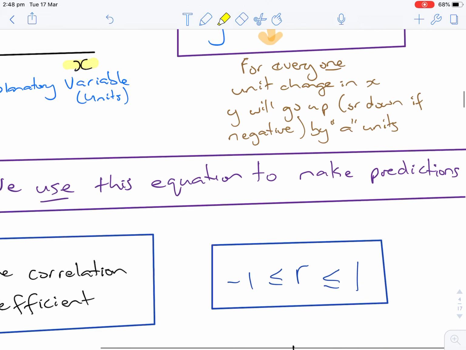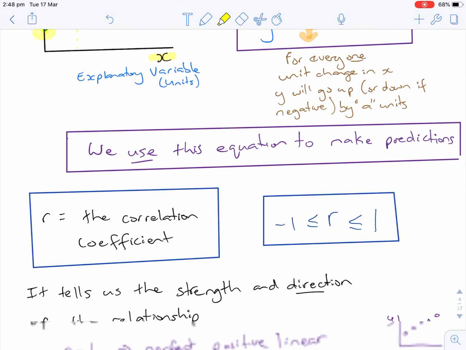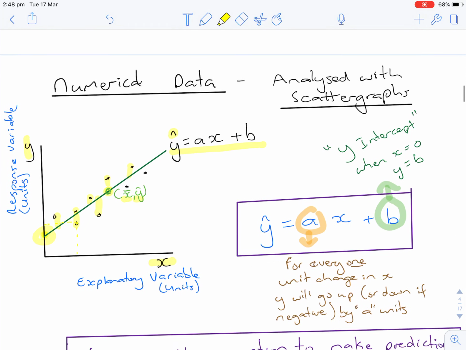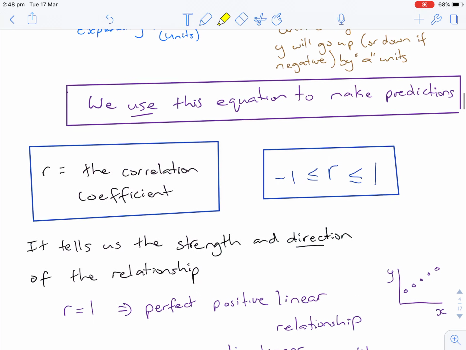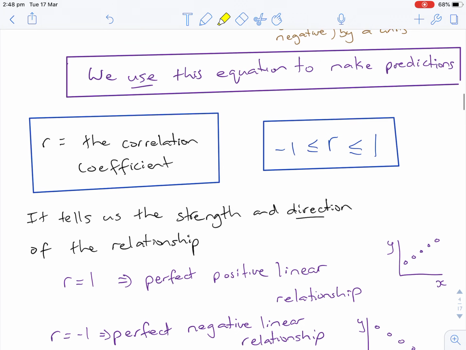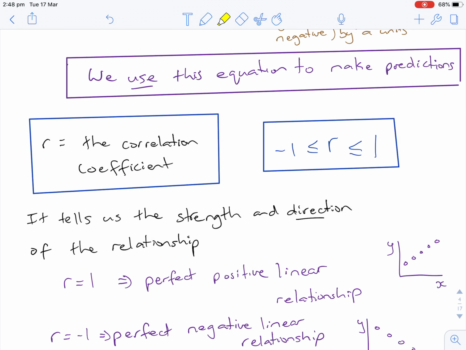So let's move on. To find these equations, we would run a regression, and we use the equation to make predictions. Generally, the whole purpose of looking at time series data, numerical bivariate data, is to make a prediction. And so once we've got the equation, if I want to predict for any particular value of x, I just replace the x in my equation with the value I want to predict for, and I can make a prediction from that.